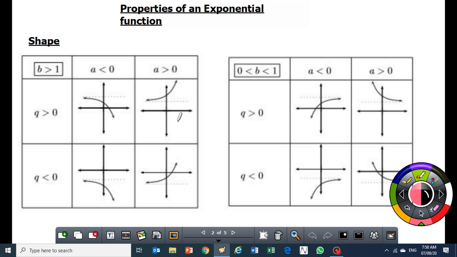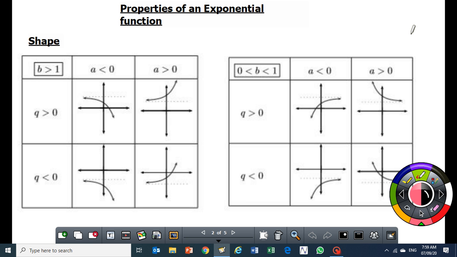Now, the properties that we are going to talk about here are referring to the shape. So we start with the shape first. We talk about the shape, x-intercept, y-intercept, the asymptote, and then we may also talk about the domain and the range. Now, when it comes to the shape, it's very important for you to know that the shape is dependent mainly on the value of a, that is whether the graph is going to be an increasing function or a decreasing function. So the value of a determines that.